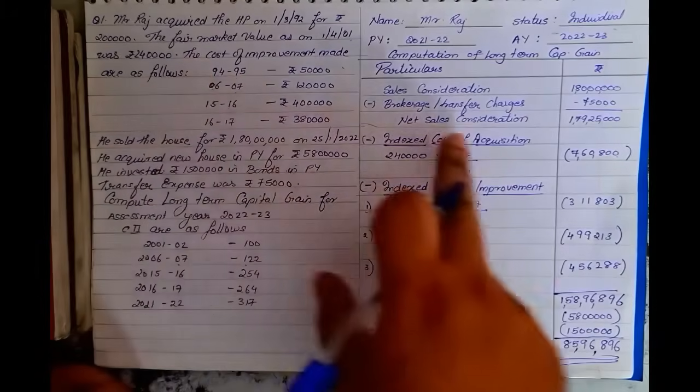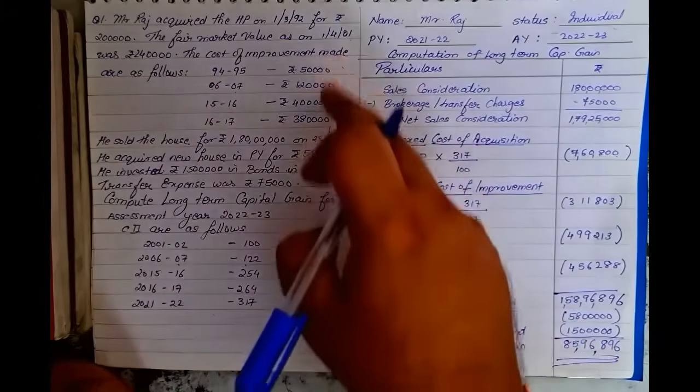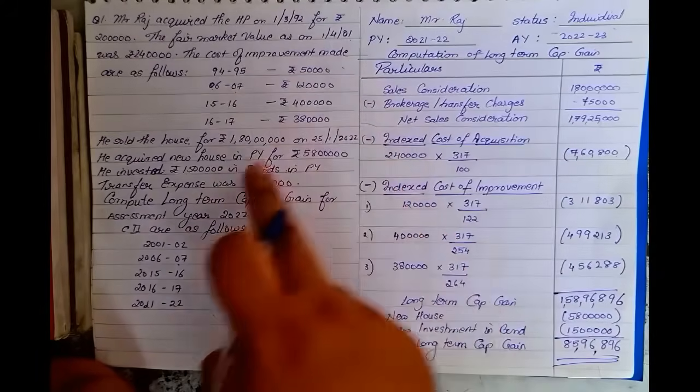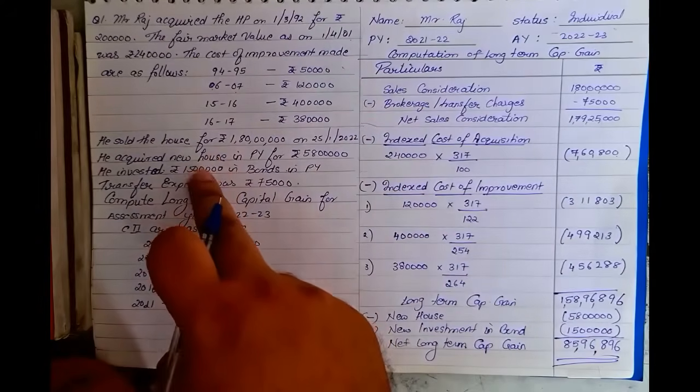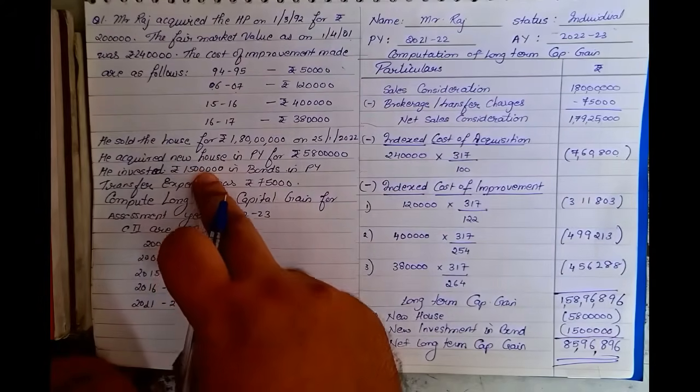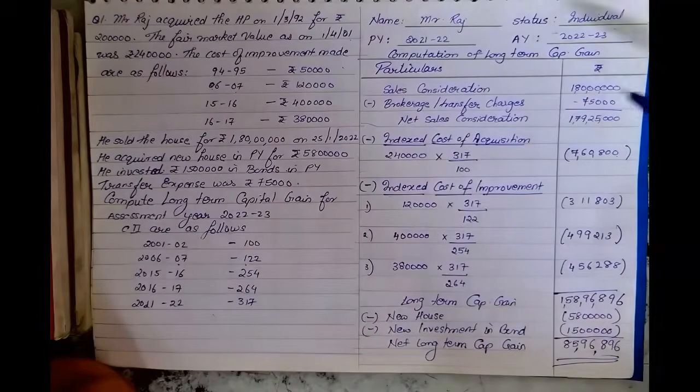So here we had cost of acquisition, cost of improvement, there were multiple, and also we had something which was purchased and some amount which was invested. This is how you need to solve the sum based on long-term capital gain. This was the first example. We'll be doing another example also.